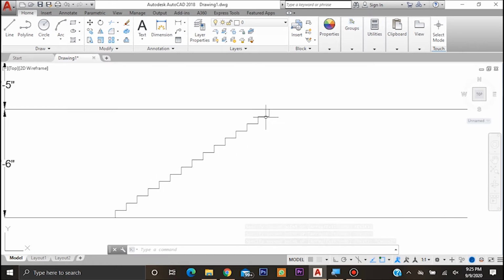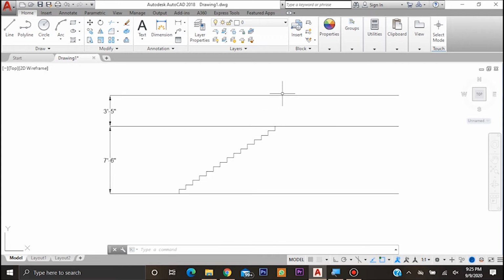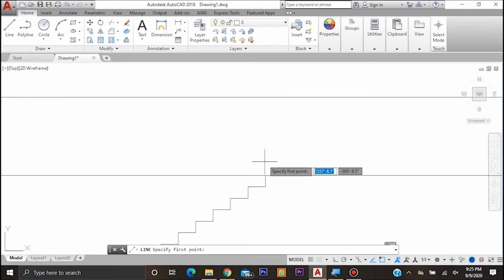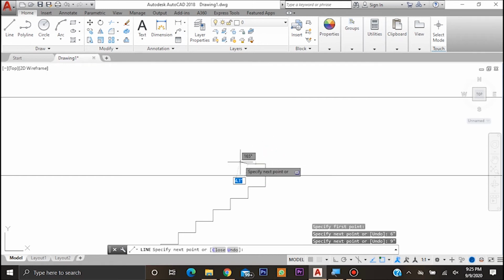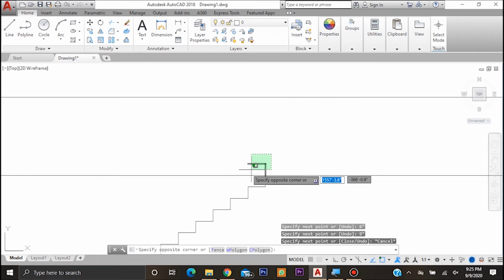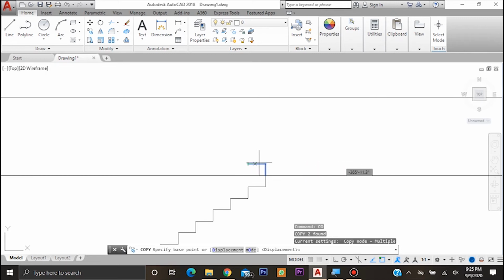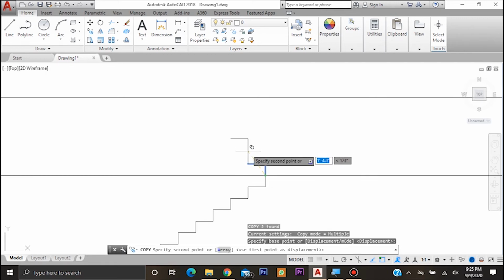And again we need to draw the staircase from lintel to roof level. The same dimensions are followed. The riser height is 6 inches and the tread dimension is 9 inches. Similarly, draw the steps up to the roof level.